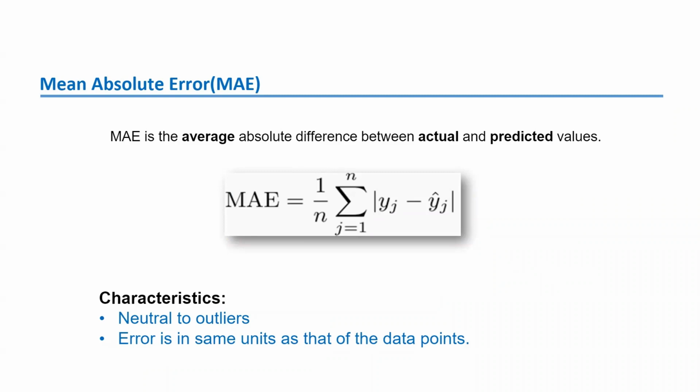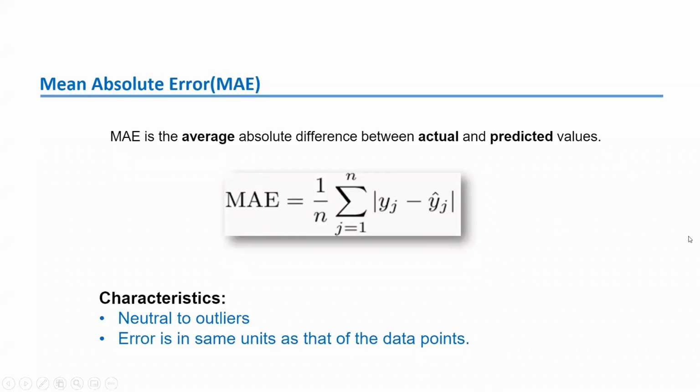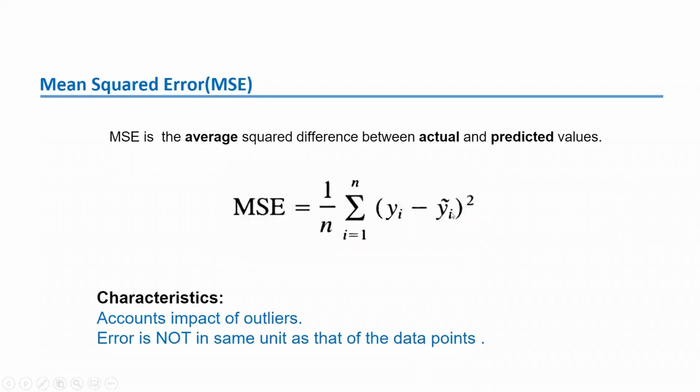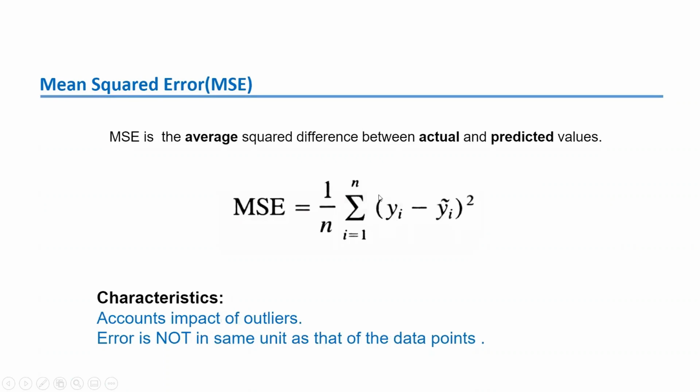And what are the characteristics of this metric? It is neutral to outliers, right? Error is in the same units as that of the data point. Okay, let's see this with an example. With mean squared error, what we have done is we have just removed this modulus and changed this to a square. So that's why we have mean squared error. Mean absolute error because you are taking the absolute value, and mean squared error because you are taking the square of the values. Mean squared error is the average square difference between actual and predicted values, right? It is the average square distance between actual and the predicted value.